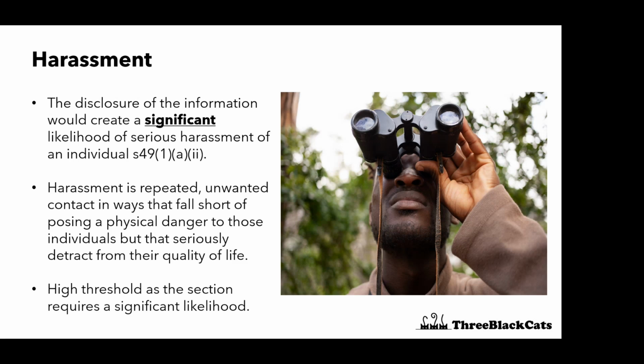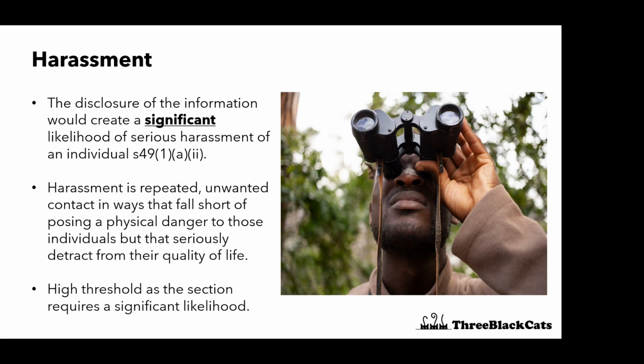So that might be the person who's calling every 3 minutes. Okay, that's harassment. They were sending 1 million emails. Harassment. Now worth noting, this has got a higher threshold than any of the other sections, and it requires that there is a significant likelihood of serious harassment.